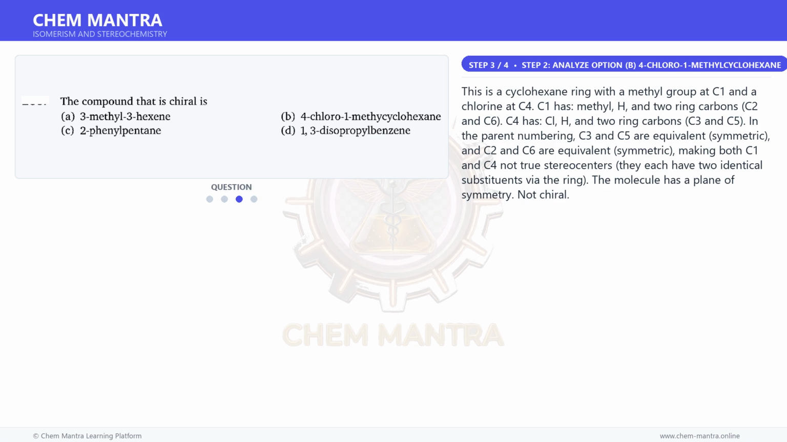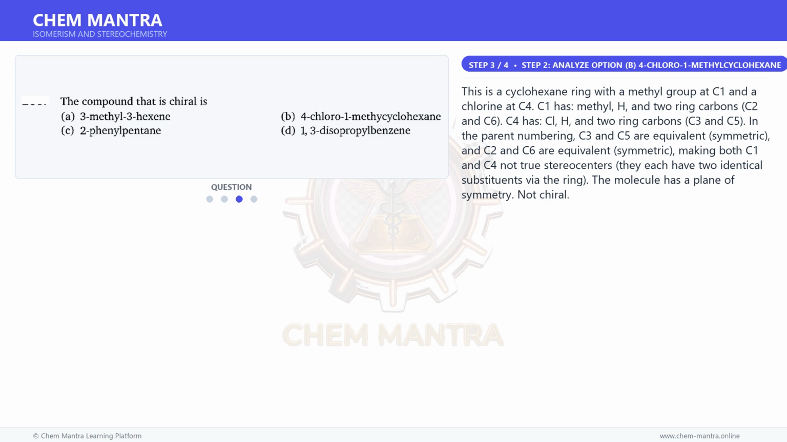This is a cyclohexane ring with a methyl group at C1 and a chlorine at C4. C1 has methyl, H, and 2 ring carbons, C2 and C6. C4 has Cl, H, and 2 ring carbons, C3 and C5. In the parent numbering, C3 and C5 are equivalent, symmetric, and C2 and C6 are equivalent, symmetric, making both C1 and C4 not true stereocenters.